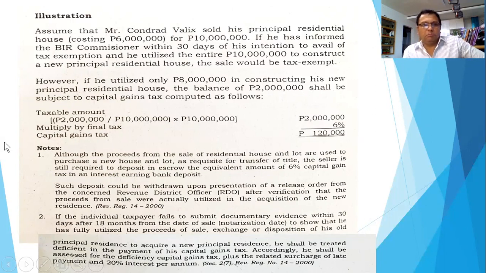So the note says that if Mr. Valex is required to deposit in his escrow account, in an interest savings deposit bank account, the 6% of the total amount, which is the selling price, the 10 million, no?